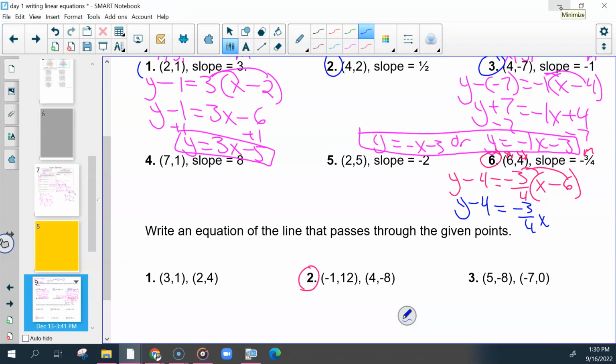Someone tell me what that would be when you multiply. 9 over 2. Positive 9 over 2. And then we would need to add 4 to both sides. So y equals negative 3 fourths x, 9 over 2 plus 4 would give us 17 over 2 or 8 and a half. For the slope, it has to be a fraction, but for the y-intercept, you can do fraction or decimal, as long as it's a nice decimal.